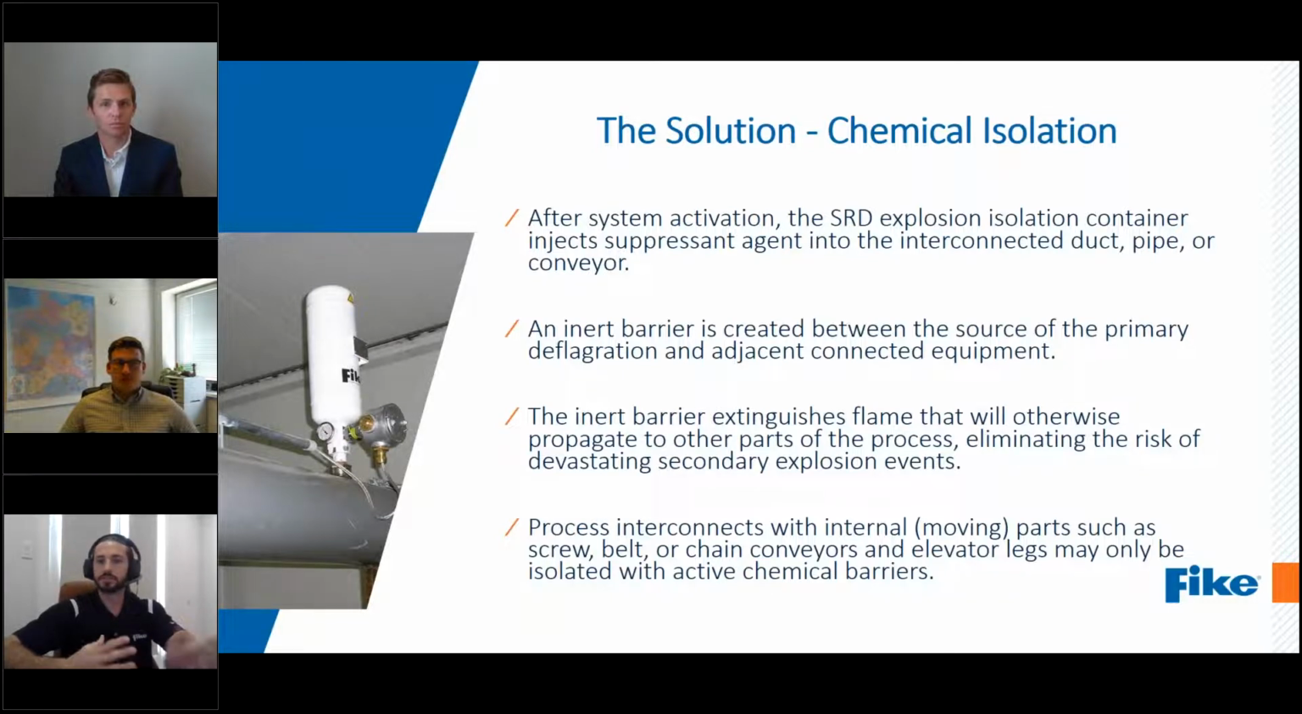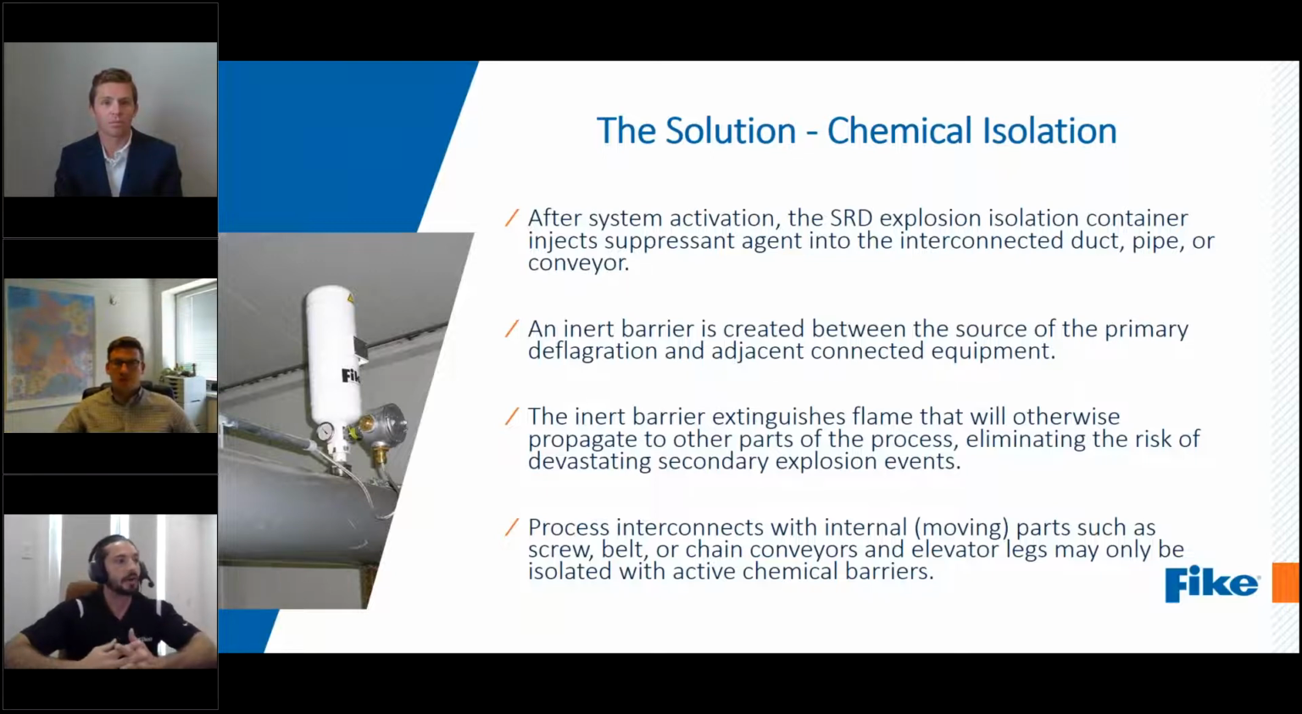Now we'll switch gears from suppression with HRD containers to chemical isolation with SRD containers, or standard rate discharge containers. So again, after your detection and activation of your system using controls, that SRD container injects a certain quantity of suppressant agent into the interconnected duct, pipe, or conveyor. This isolation location will be at a specific distance so that it's quick enough to stop flame before arriving, but not too far to where it injects its full payload before flame even arrives at that point.